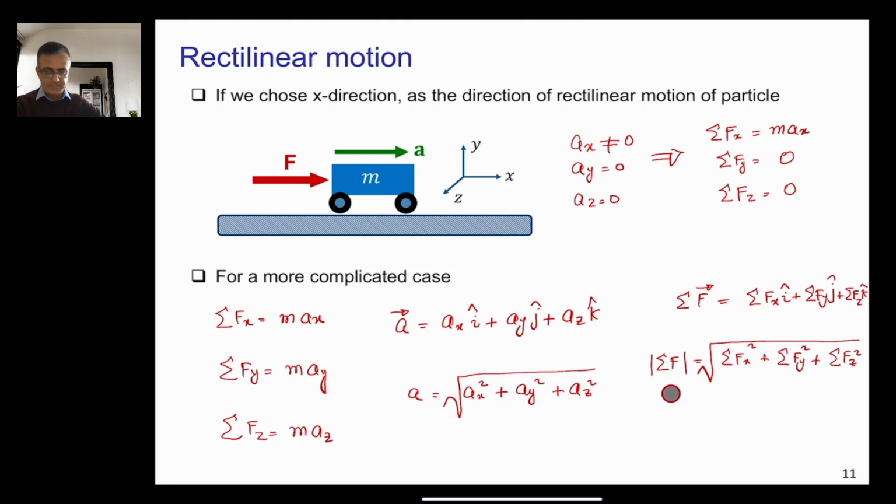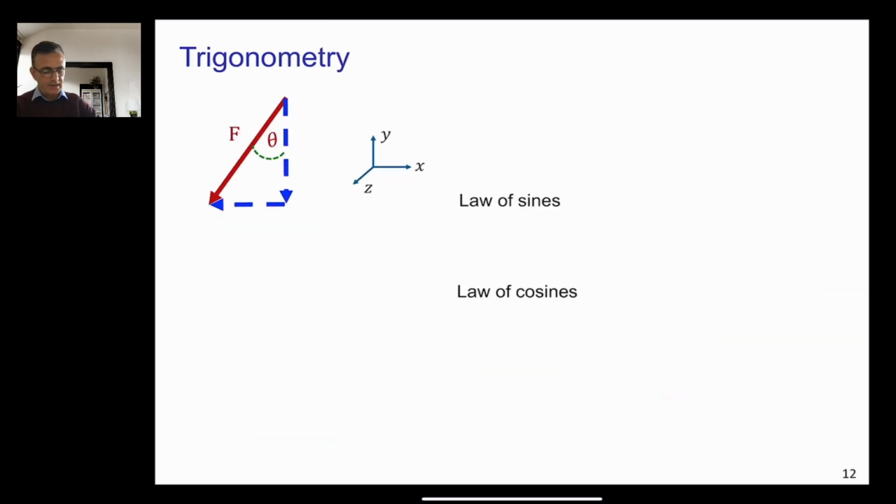Okay, so because in kinetics you will be dealing with trigonometry a lot, we will try to just revise a bit about trigonometry. I'm sure that most of you are already familiar with these concepts.